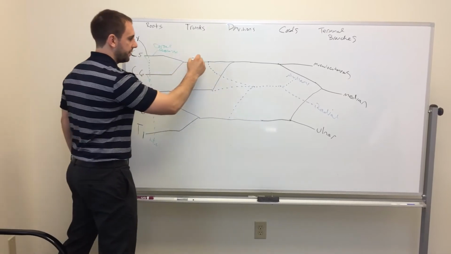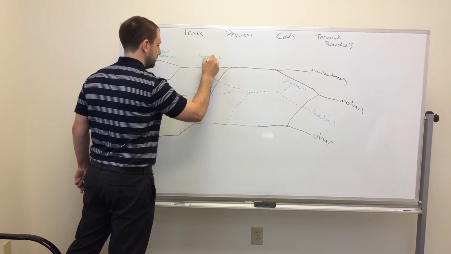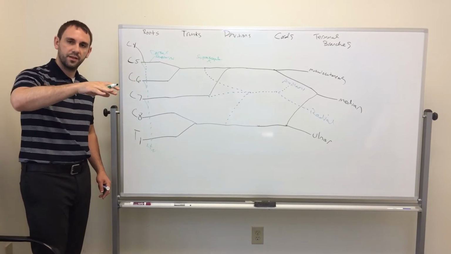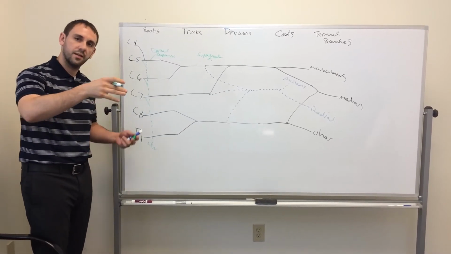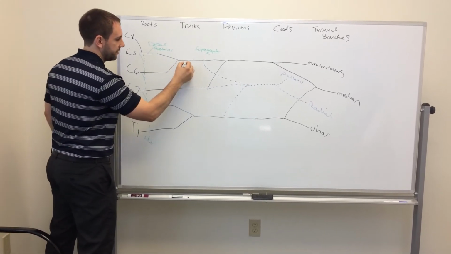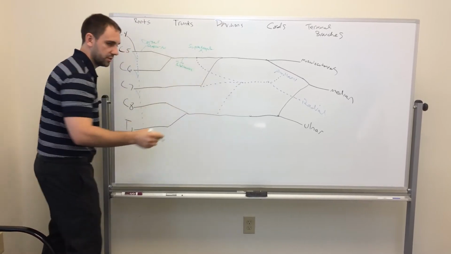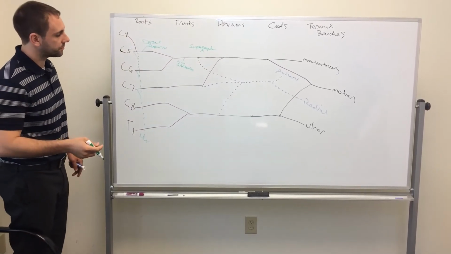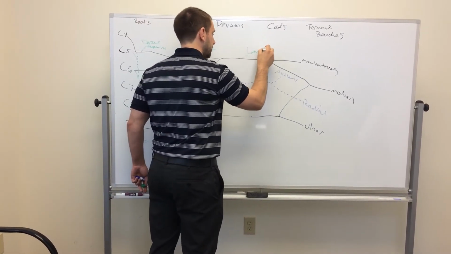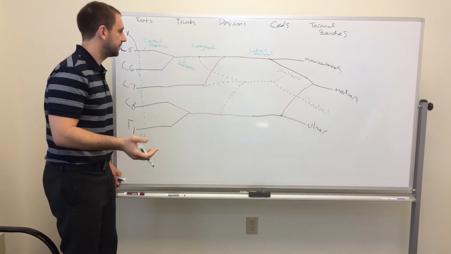From the superior trunk, we have the suprascapular. Suprascapular nerve dives under the superior transverse scapular ligament to make its way into the supraspinous fossa, innervating the supraspinatus and then eventually the infraspinatus. We also have a nerve to the subclavius, which, just like it sounds, innervates the subclavius. From the lateral cord, we have the lateral pectoral. Lateral pectoral innervates the pectoralis major.